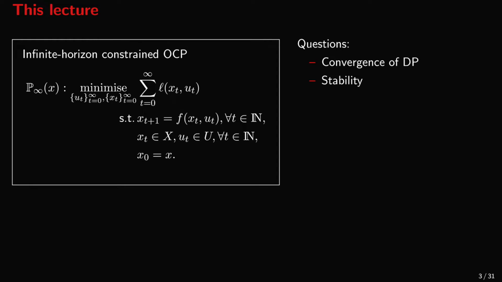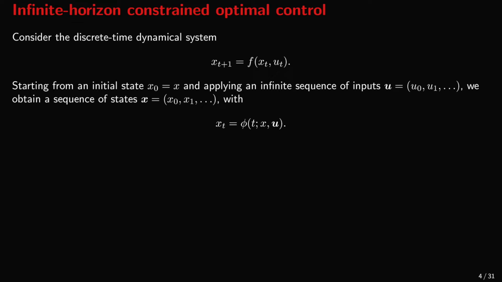We will state conditions under which the dynamic programming iterates converge, and we will study the stability properties of the controller that we will obtain by solving this infinite horizon problem. But let's first state the problem. Consider this possibly nonlinear dynamical system.